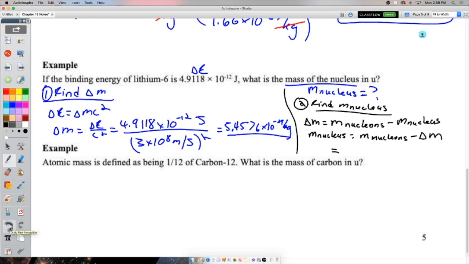So in lithium-6, what does that 6 tell us? That tells us the number of nucleons, right? What does lithium tell us? The number of protons, because if you're lithium, you have 3 protons. Game over, end of story. Lithium can never have not 3 protons. So we have 3 times the mass of a proton. How many neutrons does it have? If it has 6 total nucleons and 3 of them are protons, it must have 3 neutrons.